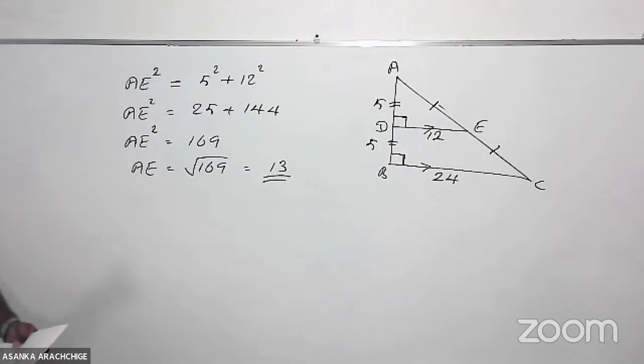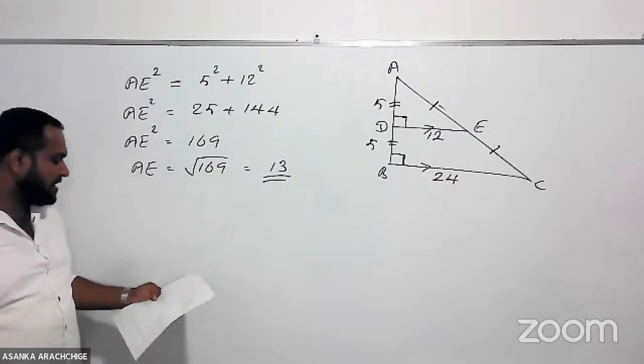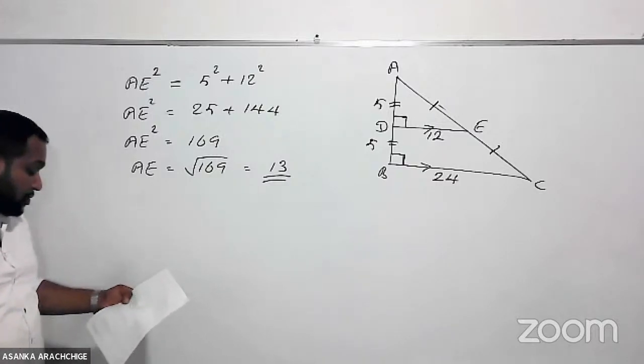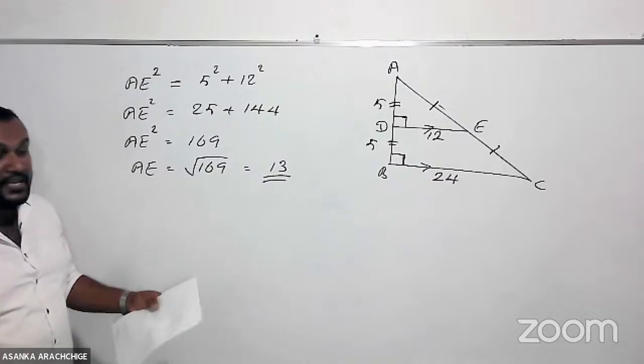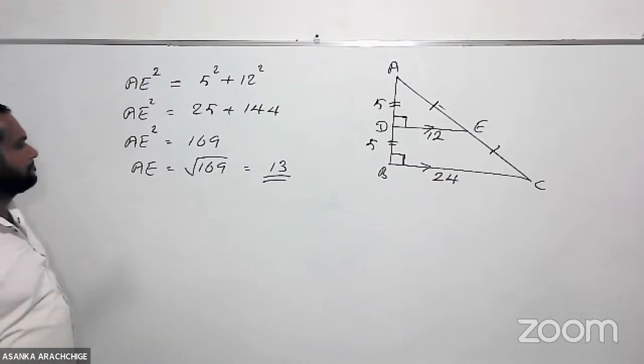Number 23. Very simple one. You have to draw the histogram. Using the histogram, complete the frequency polygon, right?